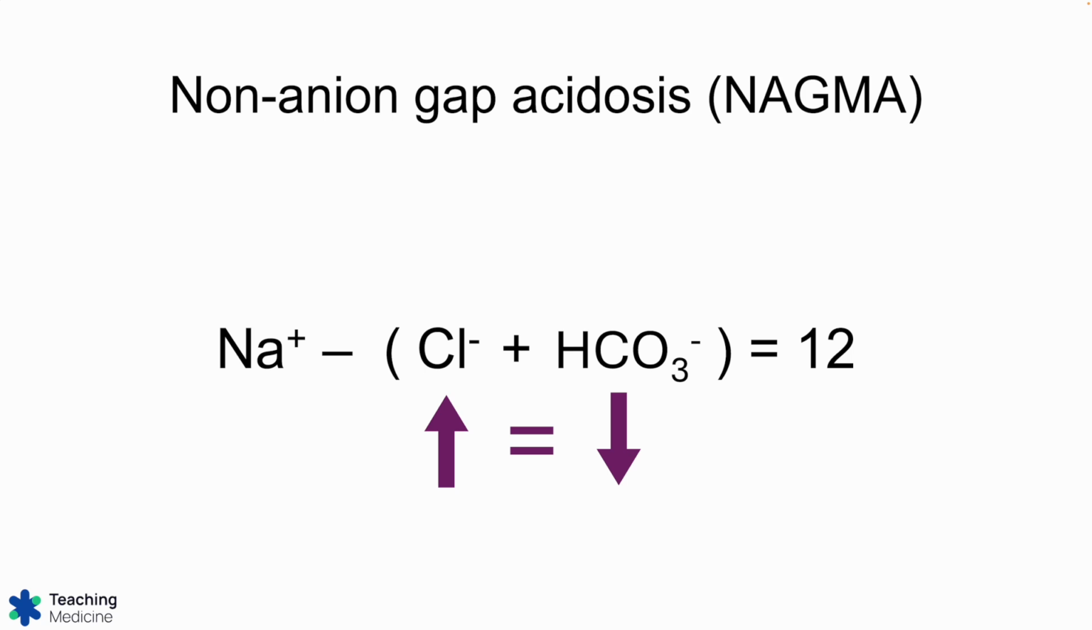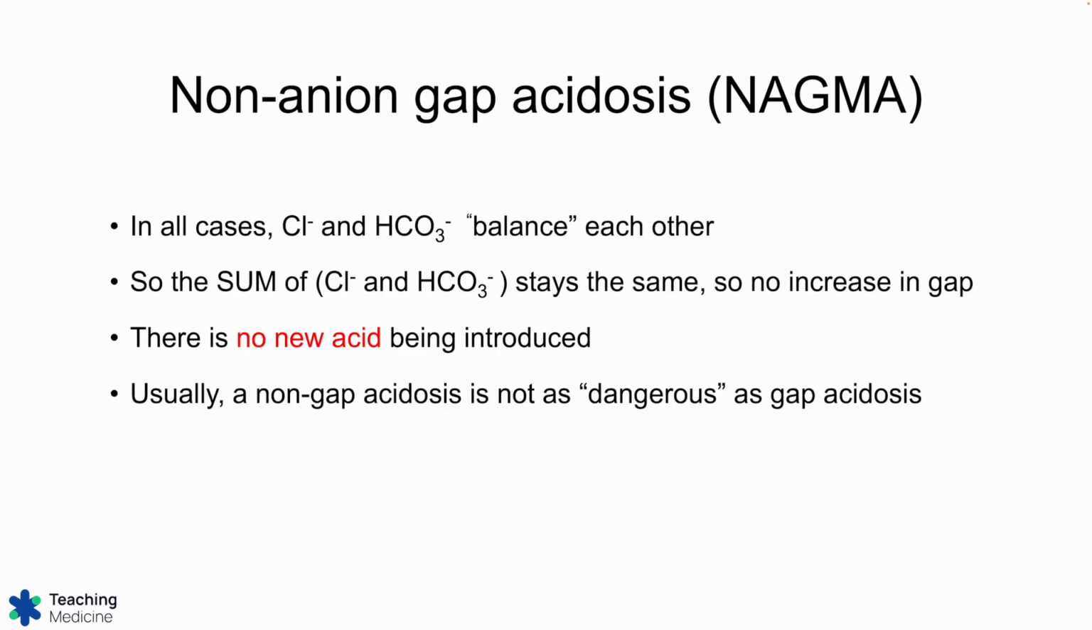So when we have these primary changes occurring, there is no change to the anion gap. It remains 12. So non-anion gap acidosis, or a NAGMA, in all cases, the chloride and the bicarb balance each other out. So when you add them up together, it stays the same, and there's no change, no increase in the anion gap. There's no new acid being introduced.